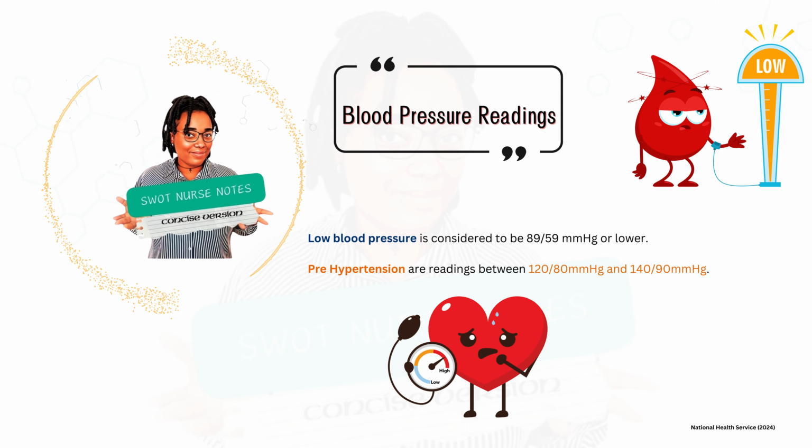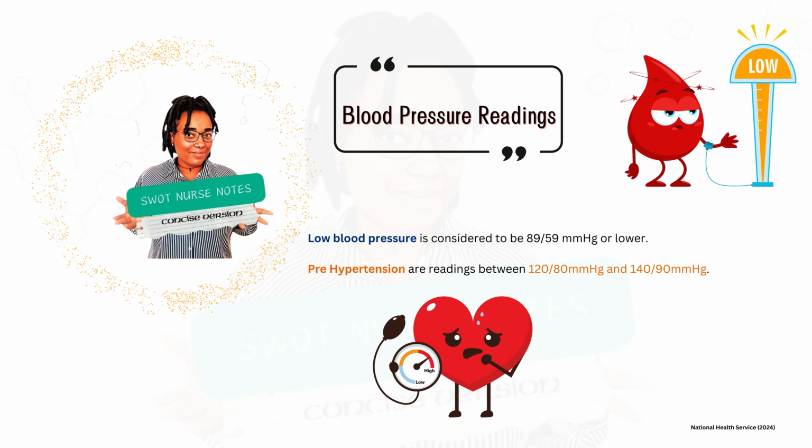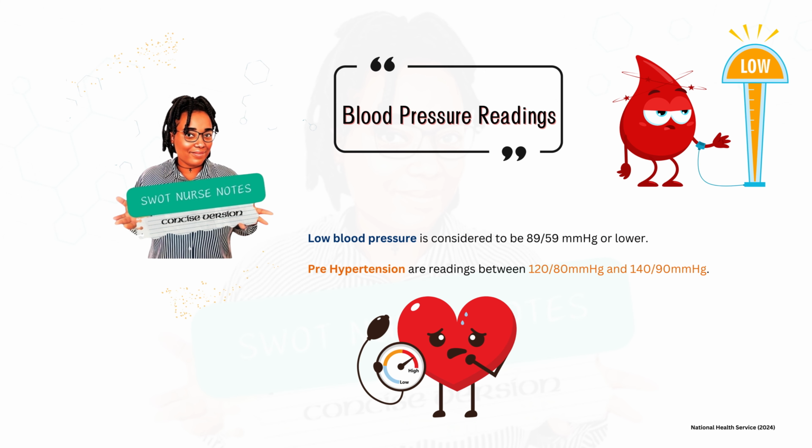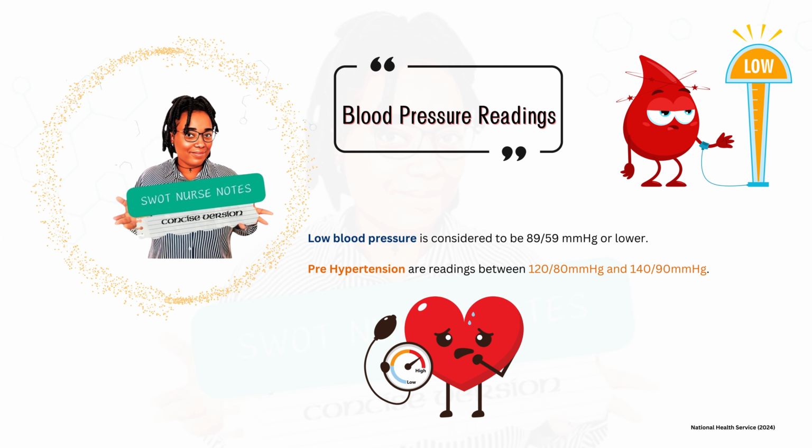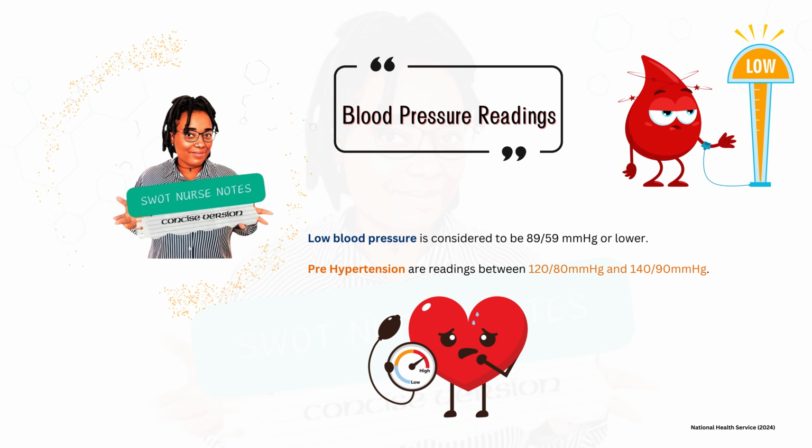A reading of 89 over 59 mm of mercury or lower is considered low blood pressure. Pre-hypertension, however, is readings between 120 over 80 mm of mercury and 140 over 90 mm of mercury. Being at this level will prompt individuals to start practicing a healthier lifestyle to lower the risk of developing high blood pressure.